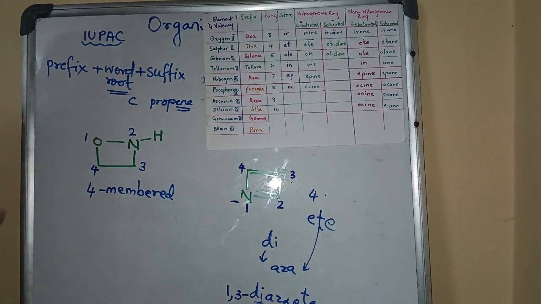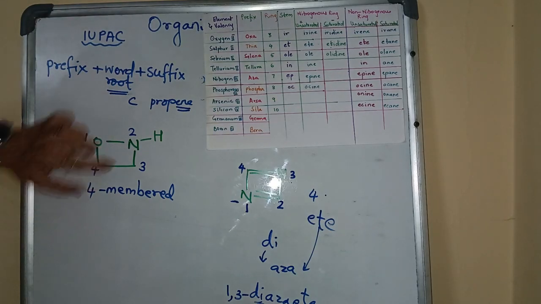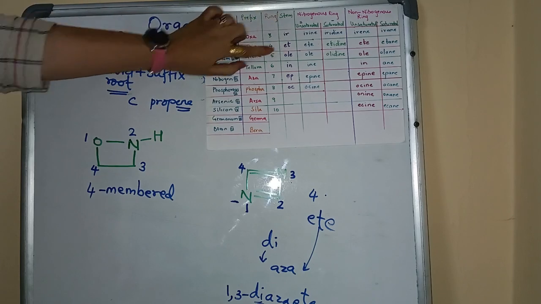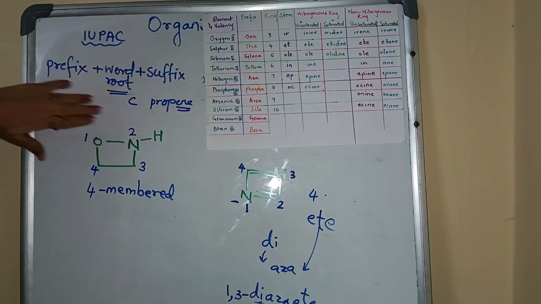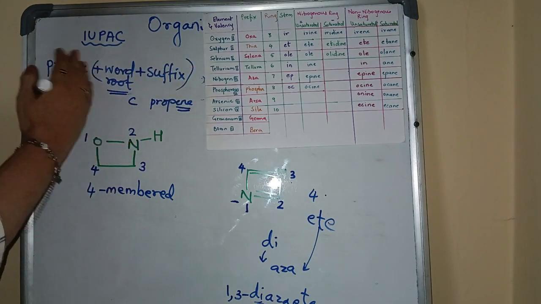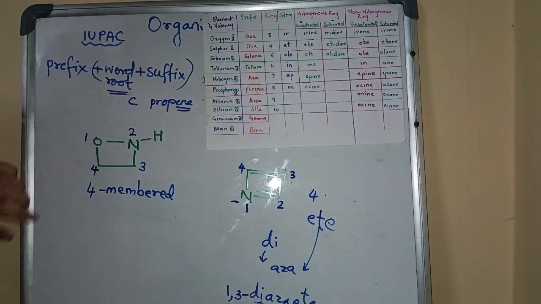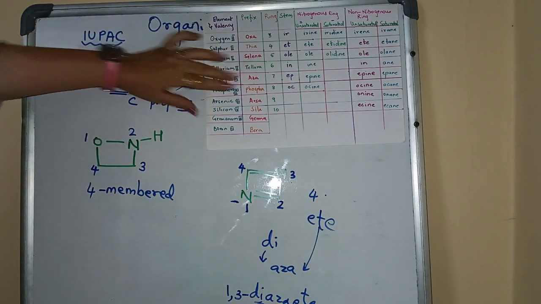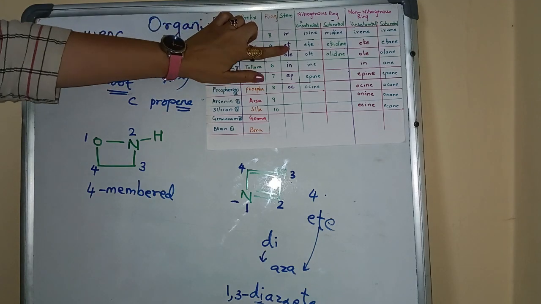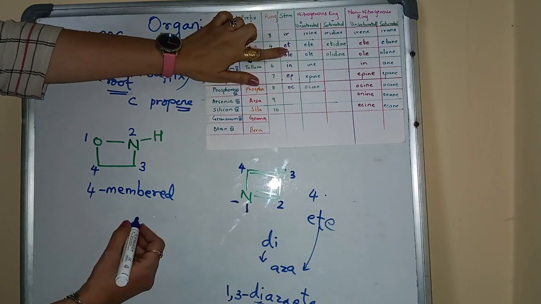Now let us name the compound. For the 4-membered ring, we do not use this kind of method anymore. Only the prefix is there, and then the word root and the suffix are all combined to form the stem. Now for the 4-membered ring, we have the stem as ET, or OT.